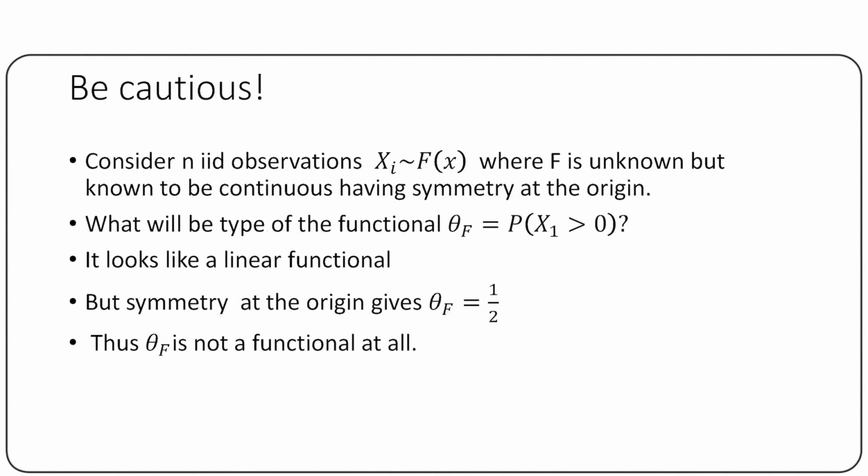However, be cautious while defining functionals. We explain through an example. Consider the class of all absolutely continuous distribution functions with symmetry at the origin. Then, what will be the type of the functional probability x greater than 0? At a first look, it appears that it is a linear functional, but symmetry at the origin gives theta f equal to half. Therefore, theta f is not a functional, though it looks very much like a functional.